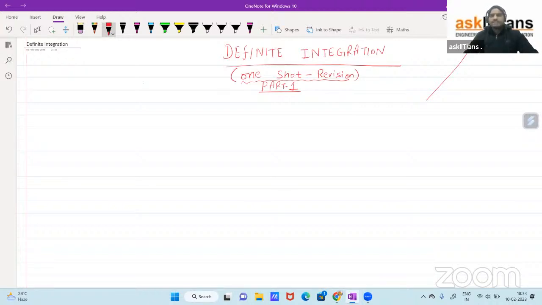So this definite integration is divided into two parts. Part one we will be doing today, and part two we will be doing tomorrow at the same time, 6:30 to 7:30. Fine. So we all know how to calculate indefinite integration, and we have also seen how to calculate the integration of some special type of function in the previous chapter, right?